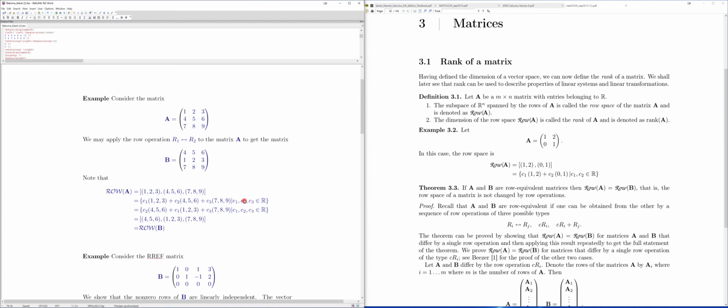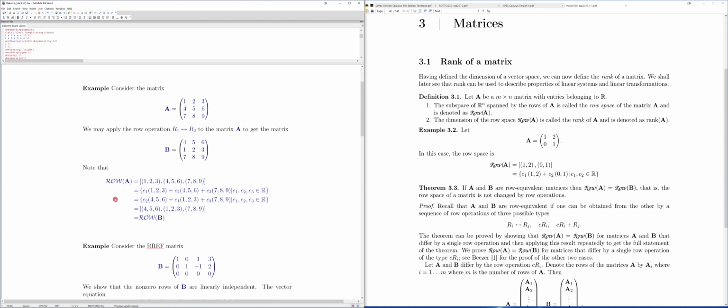So what I want to show is that the row space of A is equal to the row space of B. This was just simply an example of this theorem. Well, what's the row space of A? What you're going to do is take the rows of your matrix A and form vectors from those, so 1, 2, 3, and then the second row, which is the 4, 5, 6, will give you a next vector.